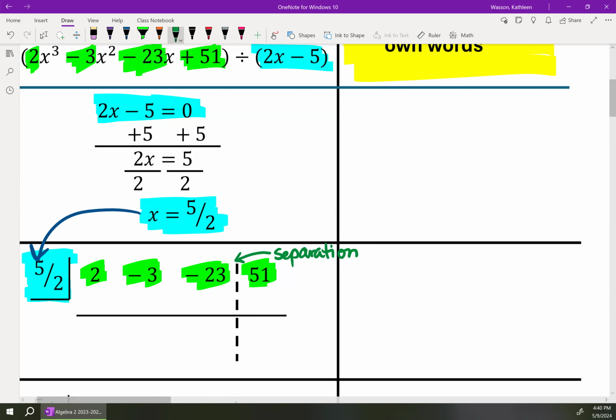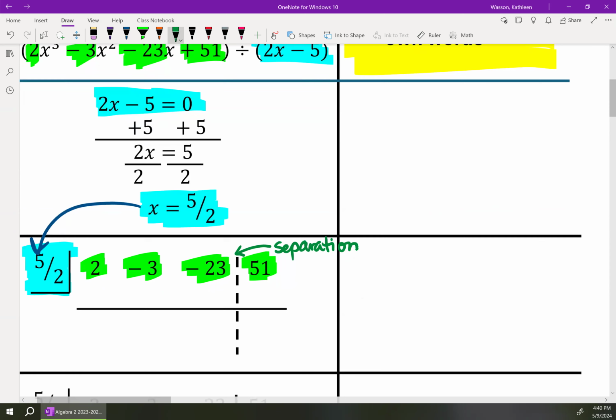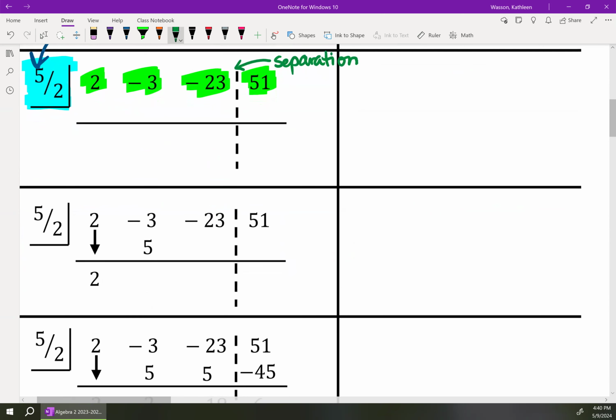All right, so this is how you set it up. You put a little dashed line, and you put a summation line. We're going to bring numbers down and add. So this is like for totals. Okay, then you bring your first number down. So you bring down the 2 and write it under your line.